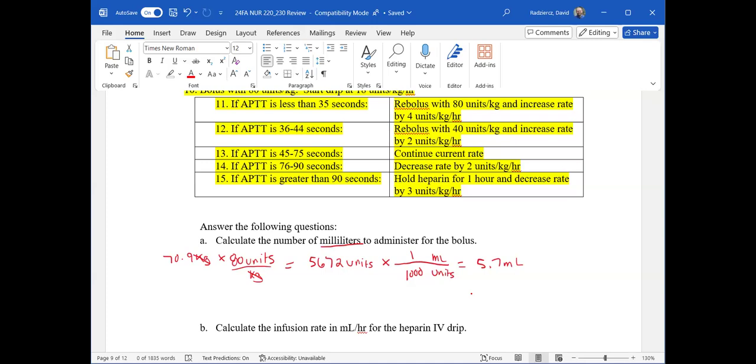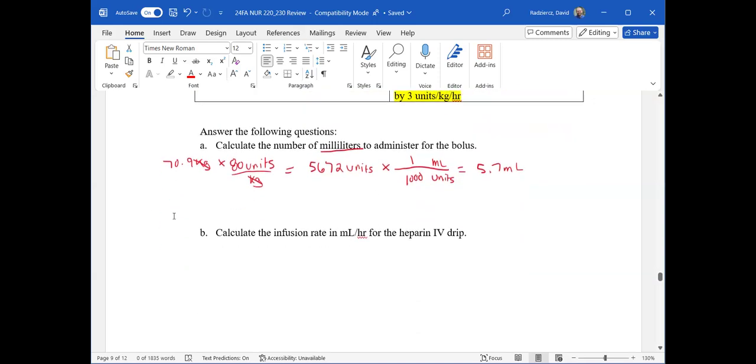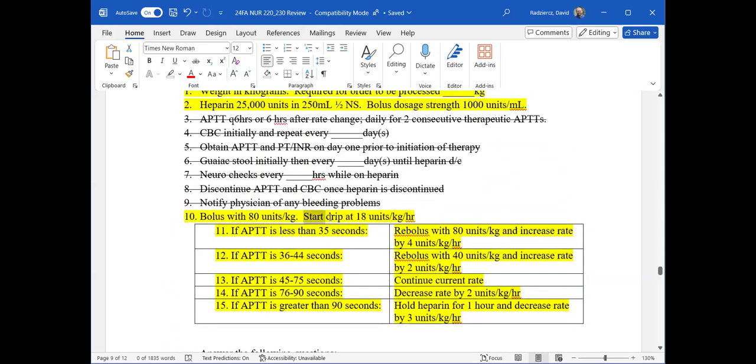All right. I think most people get the bolus question, it's pretty straightforward. So let's try the infusion question. The infusion question wants us again to calculate milliliters per hour, but it says to start at 18 units per kilogram per hour. This is one of those things that seems like a weird notation here, but you've seen this before.